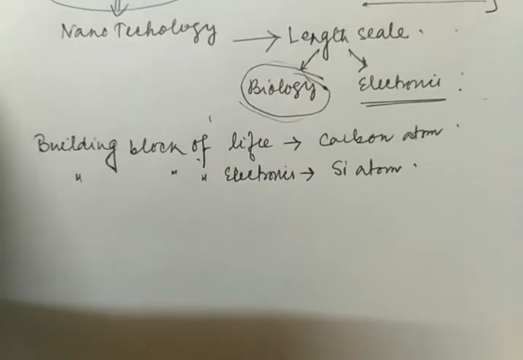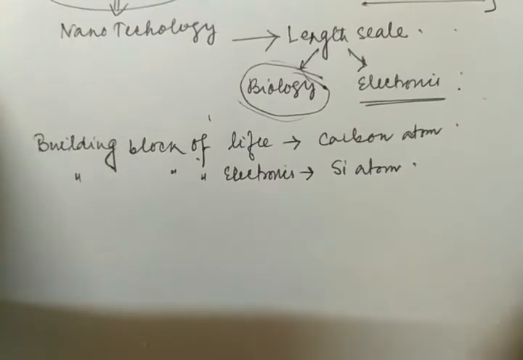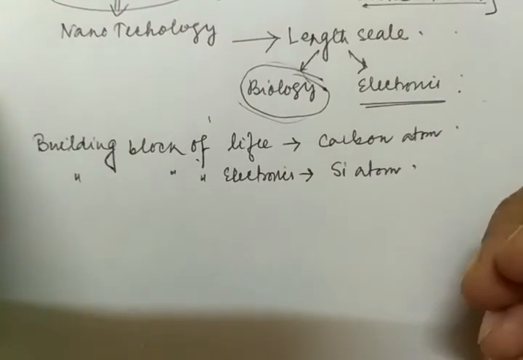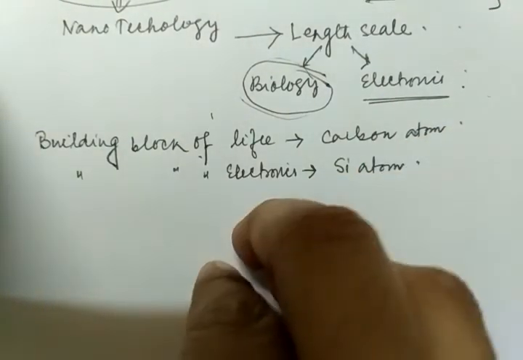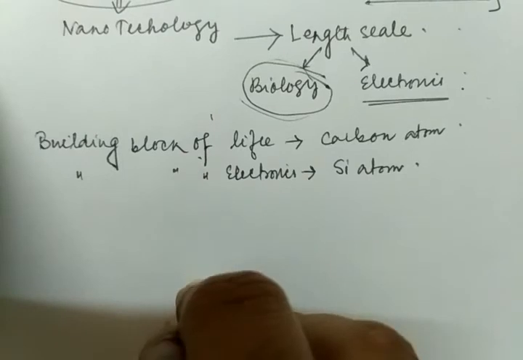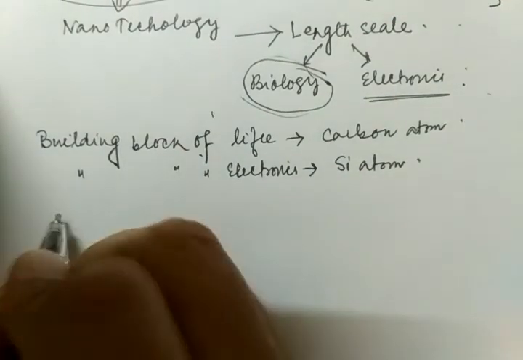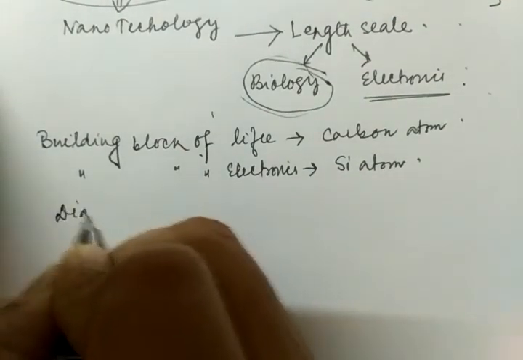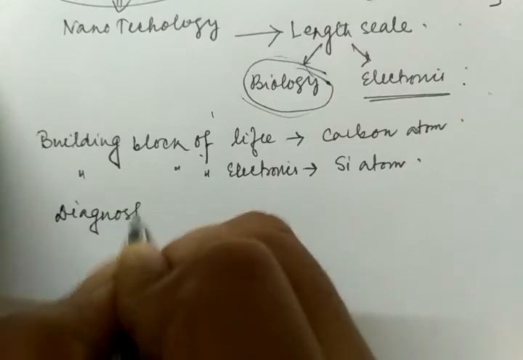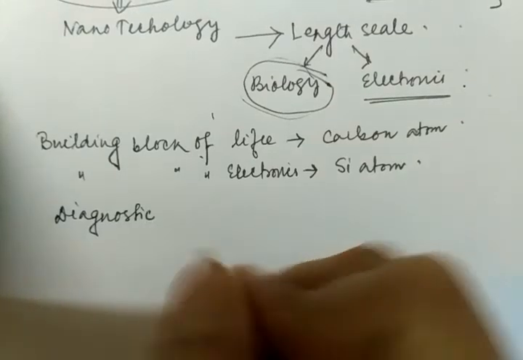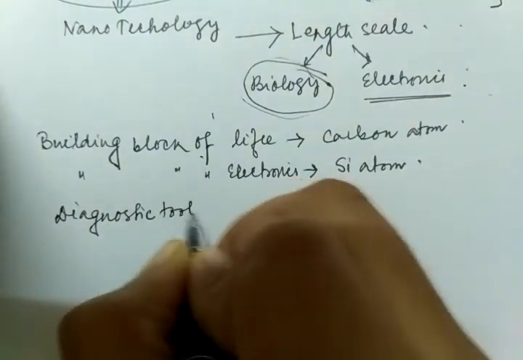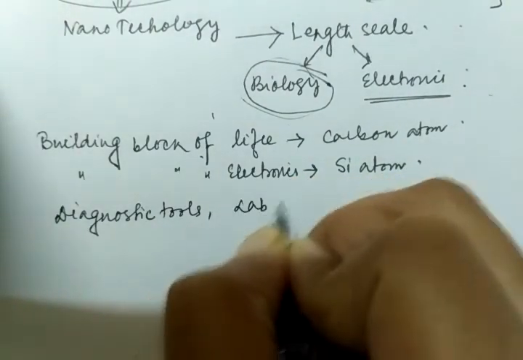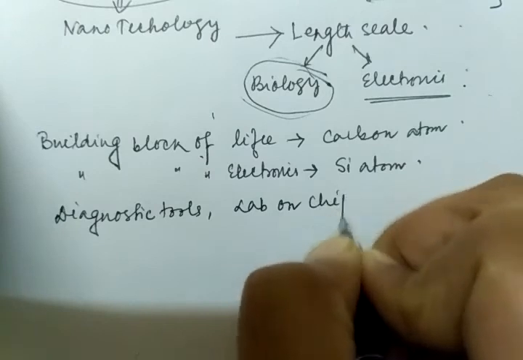Okay, so it's happening because of nanoelectronics, because of nanotechnology, and because of scaling. One of the most important applications of electronics in the medical and biology sector is in terms of diagnostic tools. Nanoelectronics, nanomedical electronics, diagnostic tools, lab on chip, and many more are very important applications.